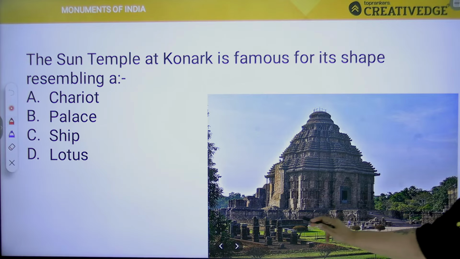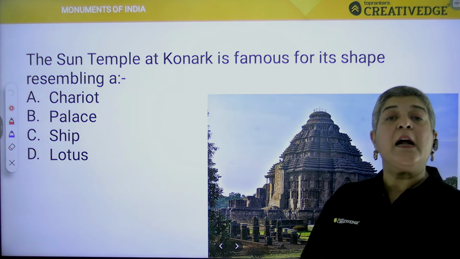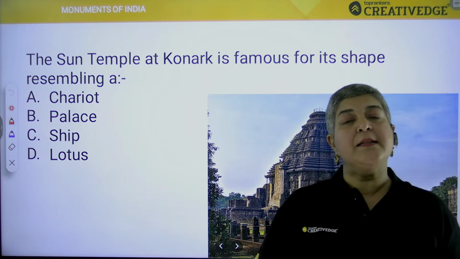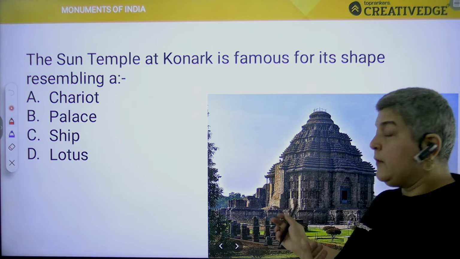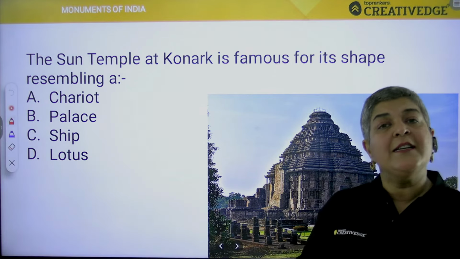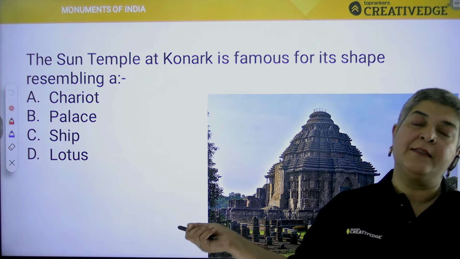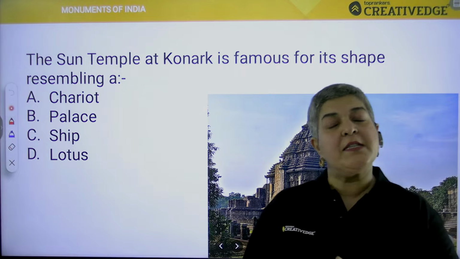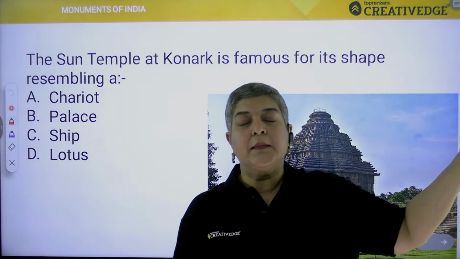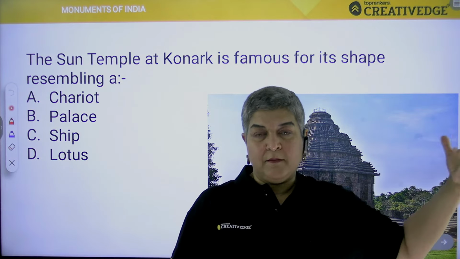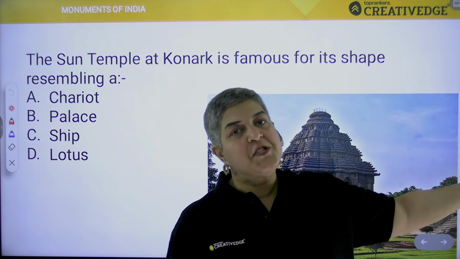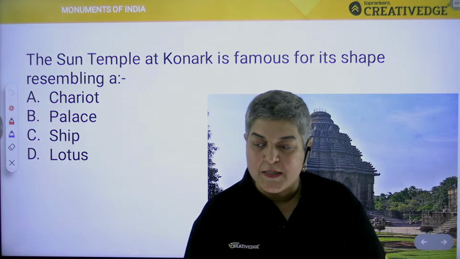So these wheels show there are 24 wheels across the entire temple from one side to the other. That shows that it has been built like a chariot. The 7 horses that are in the front depict the 7 days of the week, and they are shown pulling. That is what it signifies, the chariot being pulled by those horses. Okay.